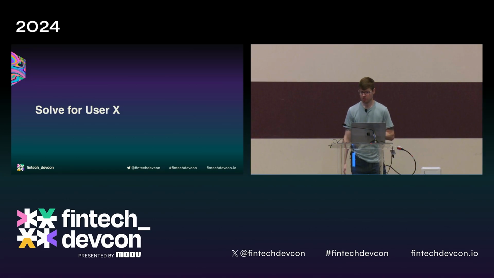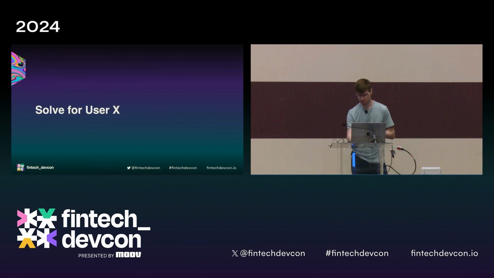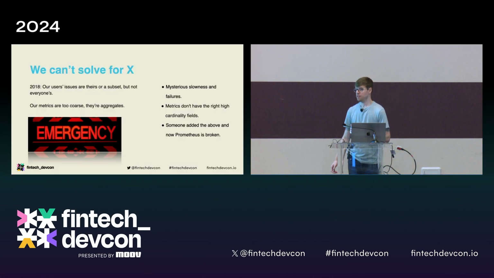So eventually, we got asked to solve for user X. We had certain users that had certain issues, and they couldn't figure out what was going on. The problem is that we can't solve for them. Everything was a dashboard. So we don't have high cardinality data inside of our dashboards to be able to look at a specific user. And our users' issues are going to be subsets. They're not this institution or this specific group. It was, oh, well, people with 13 accounts that are running in this region.